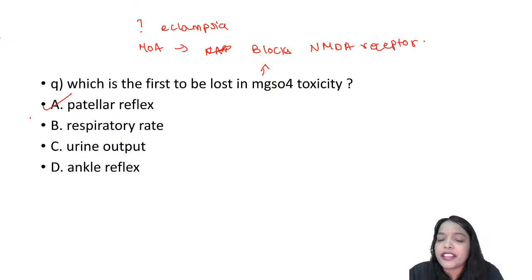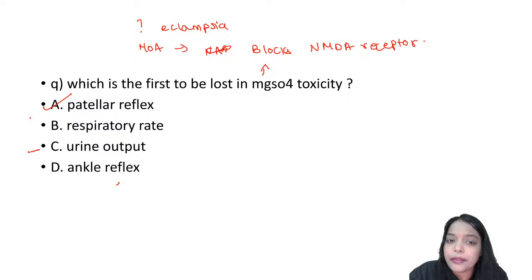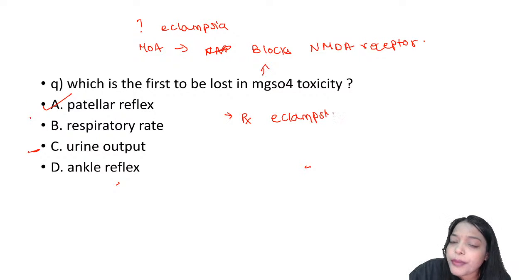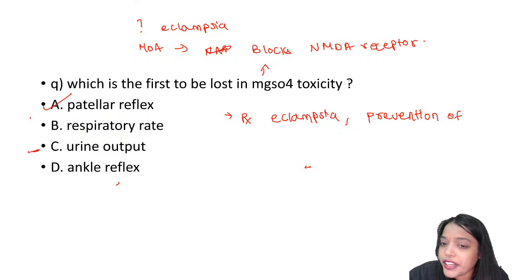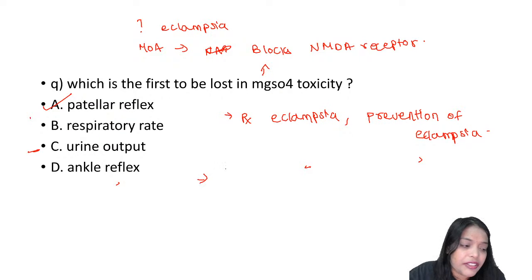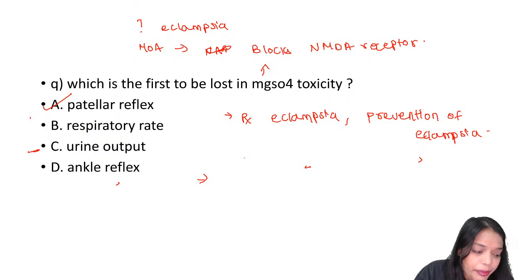Magnesium sulfate is useful in treatment of eclampsia. I think that every one of us will tell. You can also use this magnesium sulfate for prevention of eclampsia. Do you have any other uses of magnesium sulfate? Any other uses of magnesium sulfate? Eclampsia, impending preeclampsia, agree. Other uses of magnesium sulfate.